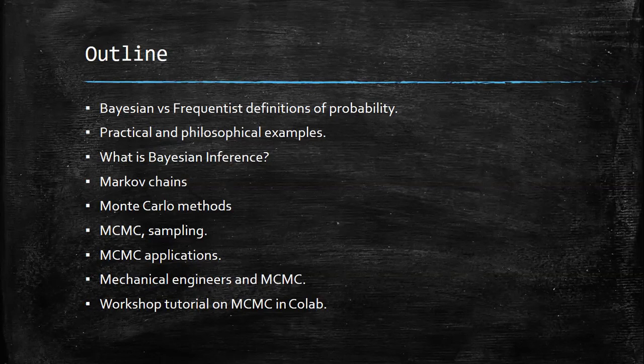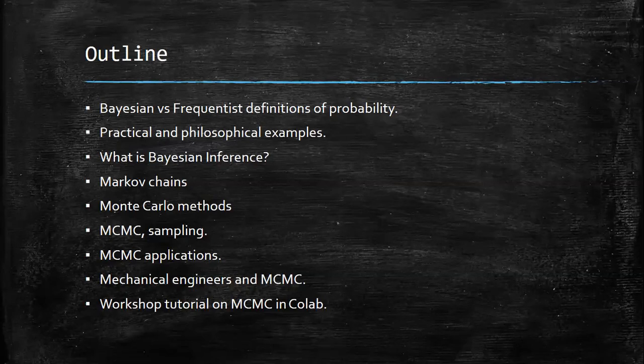And we'll combine both of those together and see what is Markov chain Monte Carlo and how we can sample using Markov chain Monte Carlo. Then we'll see a bunch of examples using MCMC and how MCMC is used traditionally. And finally, we'll see, as mechanical engineers, where do we use MCMC in our research. Finally, we'll have the tutorial on MCMC in Colab.